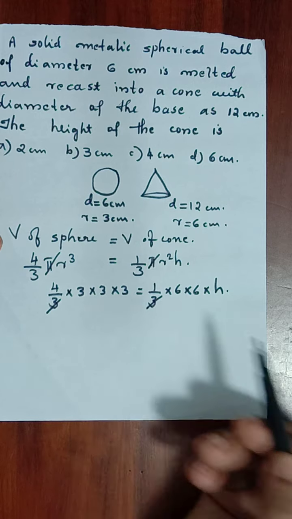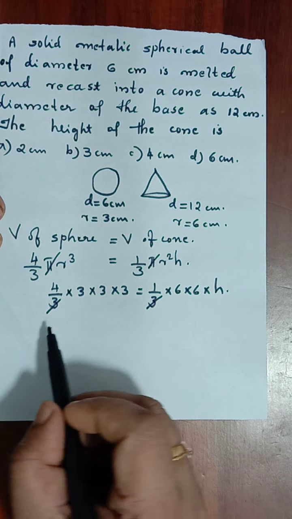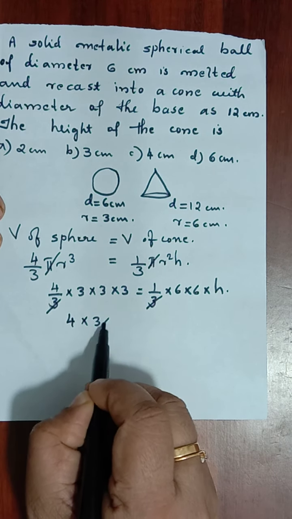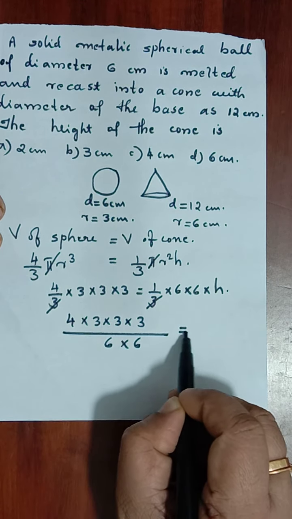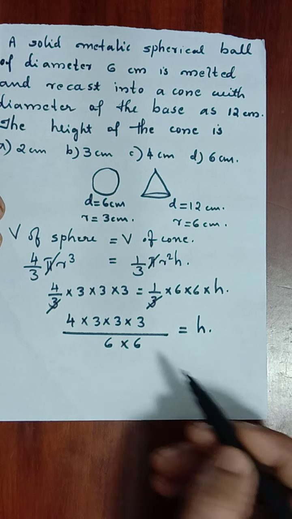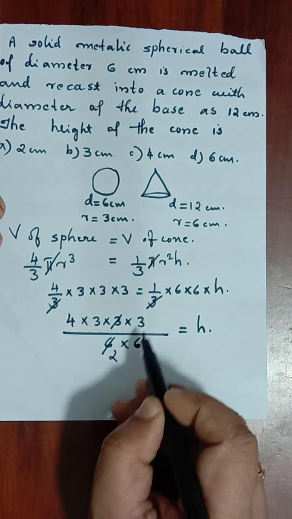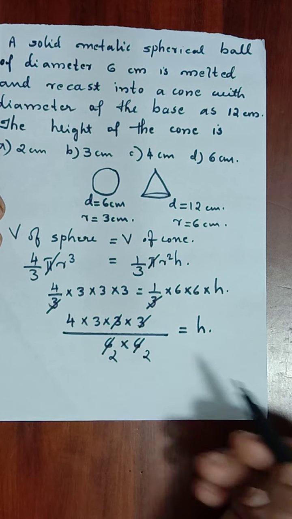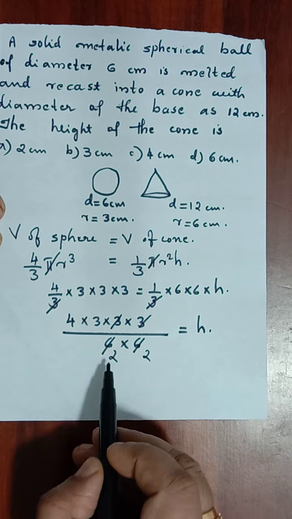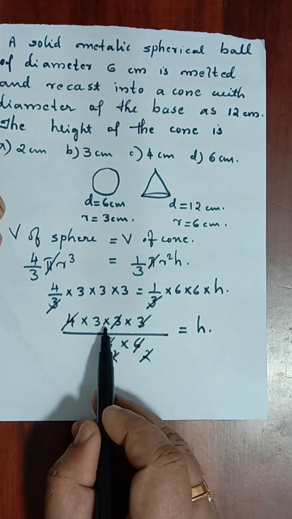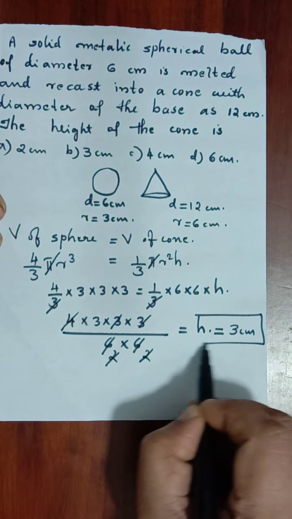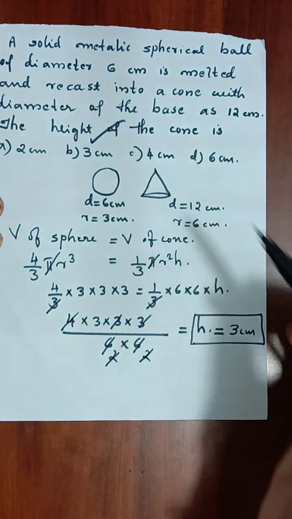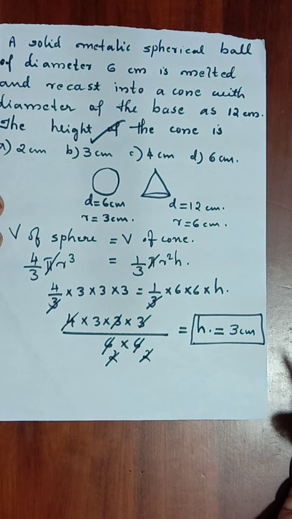So 3 and 3 will get cancelled. So now 4 into 3 into 3 into 3 divided by 6 into 6 equal to h. 3 one time, 3 two times, here also two times. 2 twos are 4, 4 with this, so we can cancel this. So we are left with h equal to 3 centimeter. So this is our option B, 3 centimeter. Hope all of you understood. Prepare well.